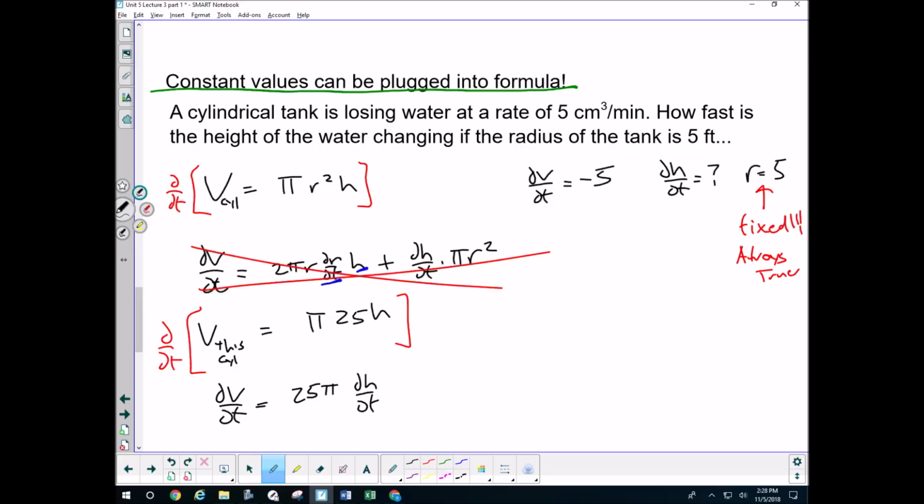Yep, turns out I don't even have to know what h is. I know what dV/dt is. I can solve for dh/dt. This is a height, so it's in units to the first power.